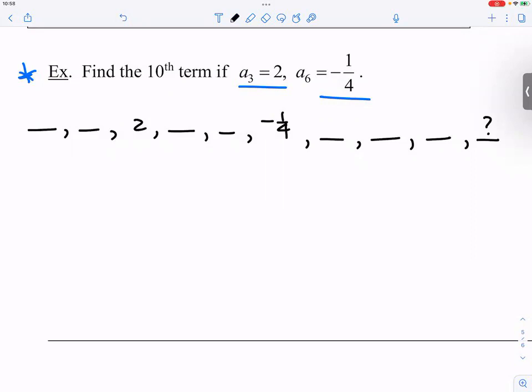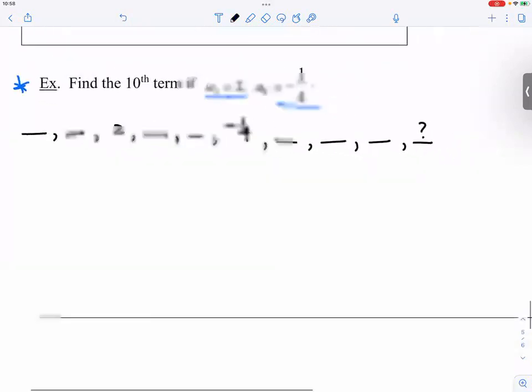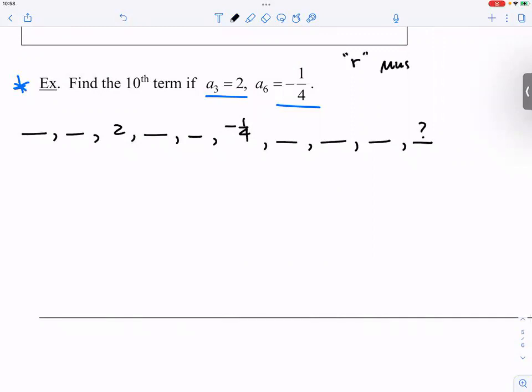Now, we are multiplying some numbers. I think we can at least know something, and that is we multiply by a fraction. I think that's a good thing. Okay, so that's a good thing to say. So let's go ahead and write this down. We can say R must be a fraction.